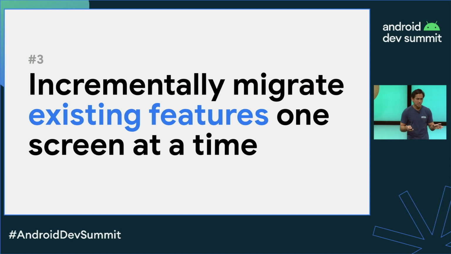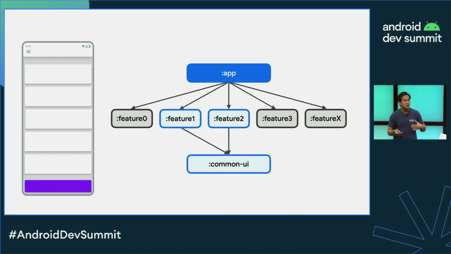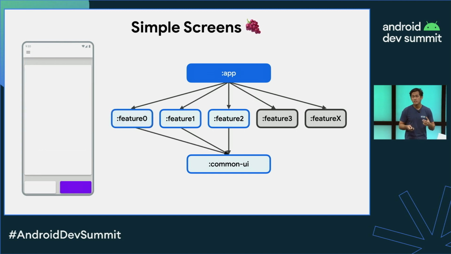The last stage in your migration is to incrementally migrate existing features one screen at a time. Note that it's also best practice to rely on UI testing while migrating existing screens to ensure you're not introducing regressions during migration. So how do you go about migrating existing screens? A good place to start is to try to find simple screens. These are low-hanging fruit, as migrating these screens can be done in a few lines of code in Compose.